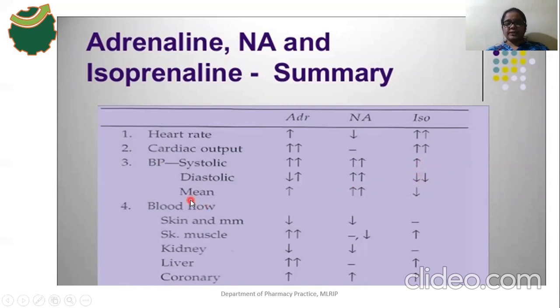Now, adrenaline increases the mean BP. Noradrenaline also increases the mean BP, more so compared to adrenaline. And isoprenaline decreases the mean BP.